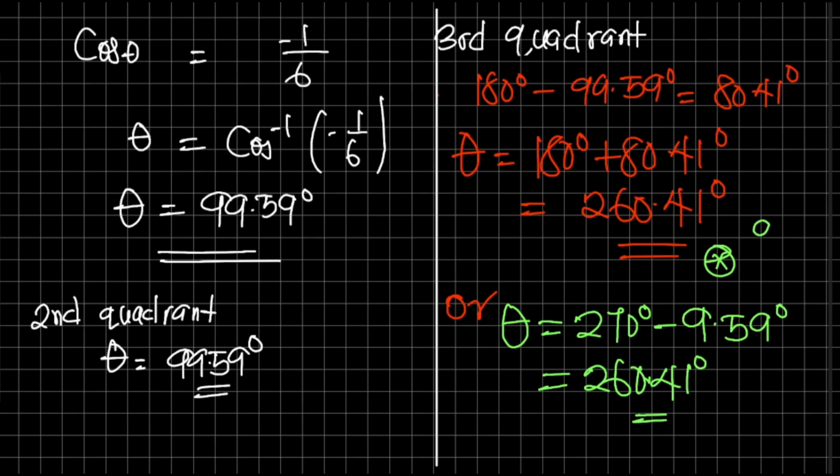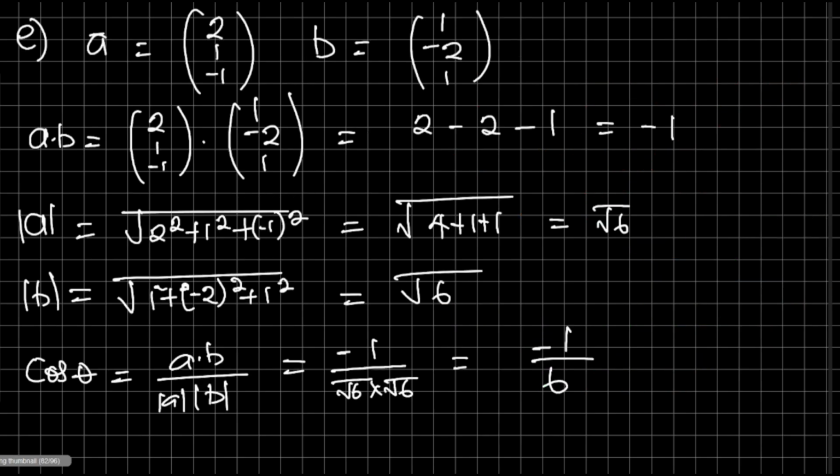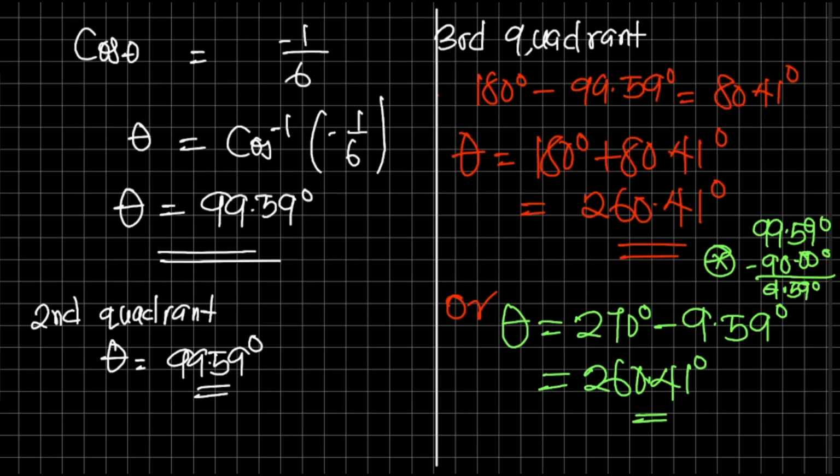Okay, so how did we get this one here? You just do 99.59 degrees minus 90.00 degrees, and then we have 9.59 to get the angle, and then we subtract that angle from 270 to get the answer. So these are the two ways you can compute the second angle in the third quadrant where cosine is negative. Okay, so these are the examples we'll be able to take. So you do the other one as classwork.